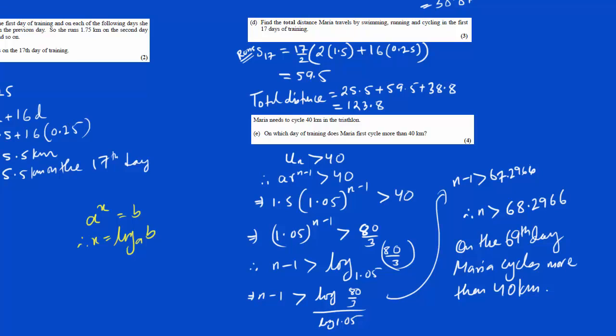So this particular series sum is a bit different because they mixed up the AP and GP series together, but otherwise it is a pretty straightforward sum.